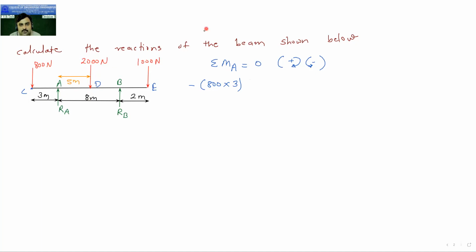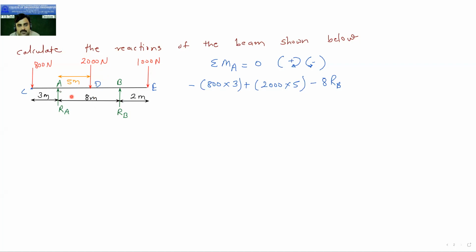So it is 2000 into 5 plus 2000 into 5 plus, no, if RB is there, then it is not plus. Now see here, this RB about this point A, the distance of A and B point, it is 8 meters. So the distance of RB is 8 meter, and it will rotate in anti-clockwise direction. So minus 8 RB.